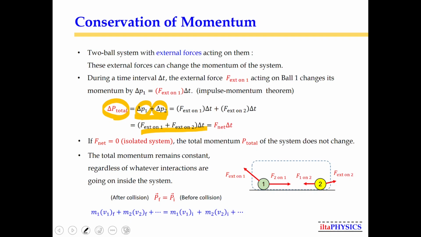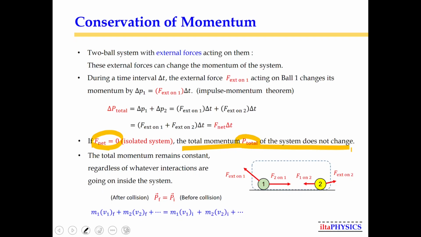If we simplify this equation, it turns out that the change in total system momentum is the product of the net external force acting on the system and the time interval. If the sum of the external forces acting on the system is 0, then the total change in momentum for that system is also 0. This means momentum is conserved. A system where the total external force is 0 is called an isolated system.